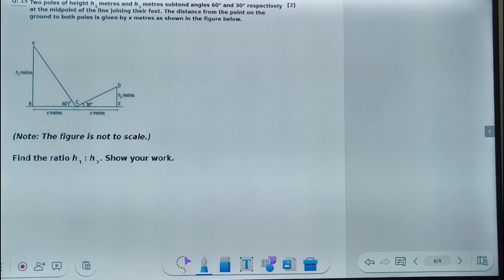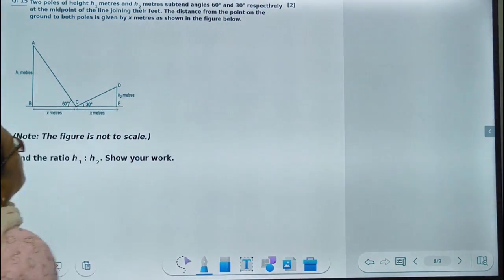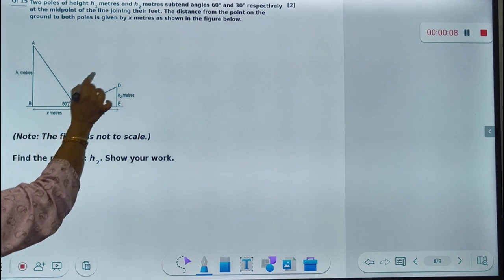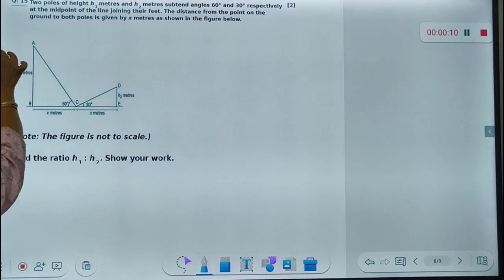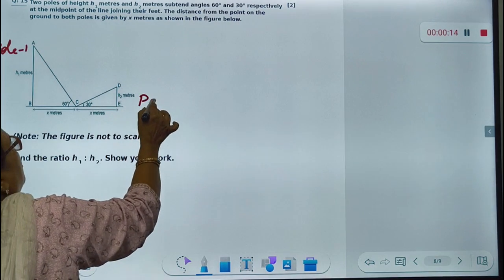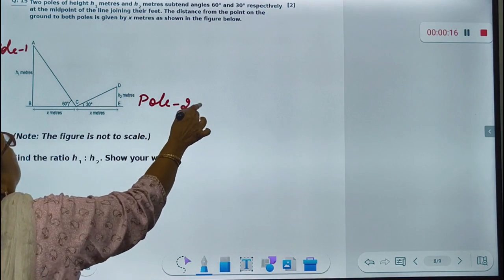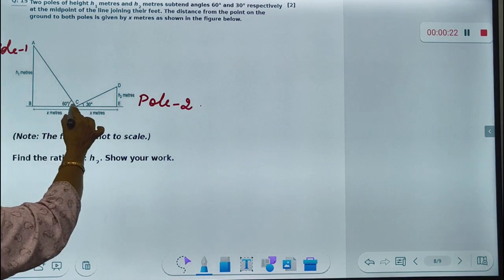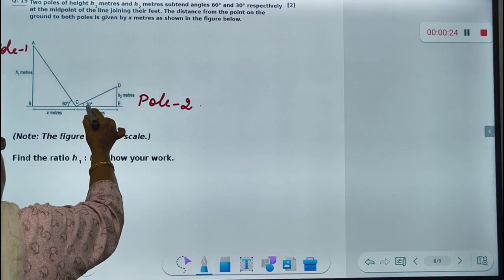Next problem. Two poles are of heights h1 and h2 meters. They subtend angles 60 degrees and 30 degrees respectively. So these are two poles, pole 1 and pole 2. This is pole 1, this is pole 2. Their heights are h1 and h2. They subtend angles 60 degrees and 30 degrees respectively.